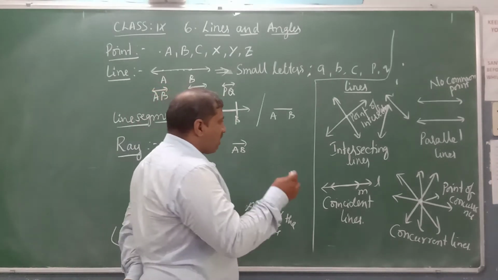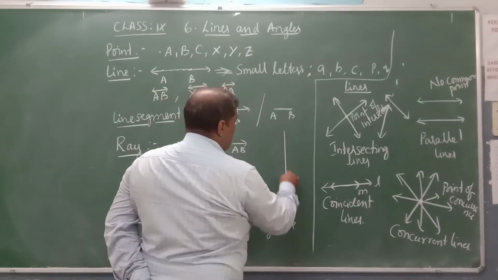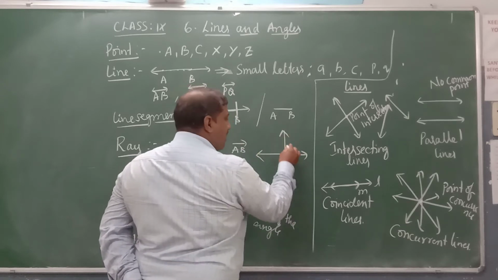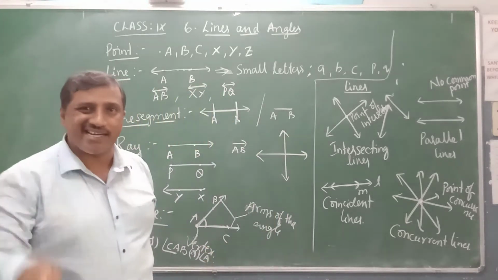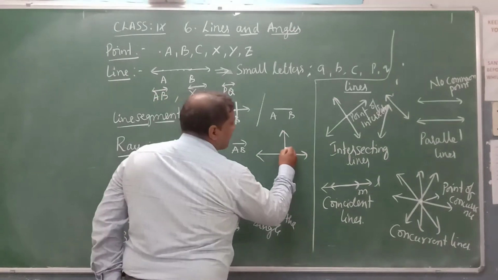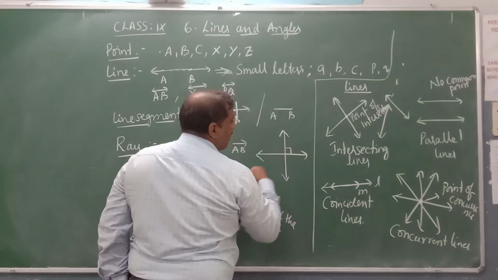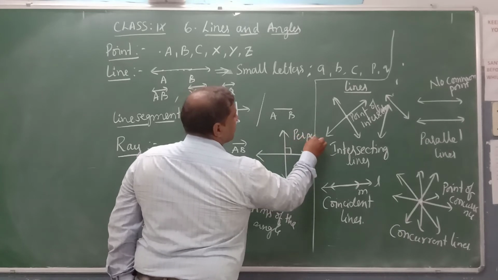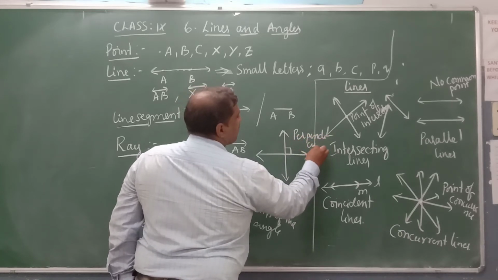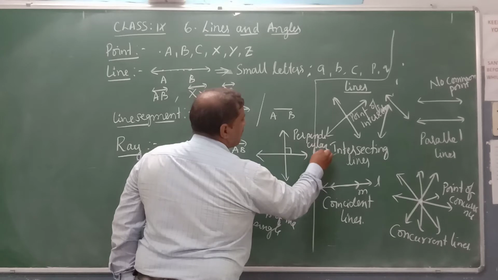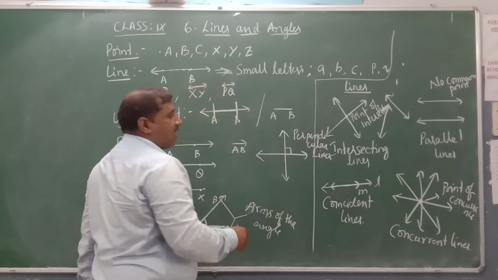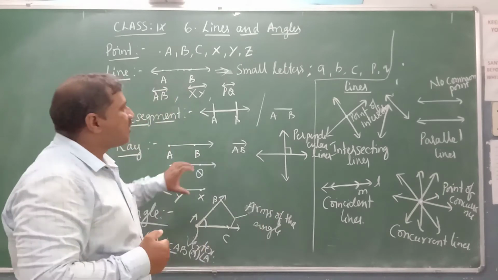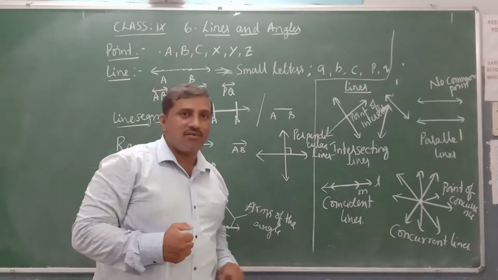The last kind of lines, here I'm drawing. What do we call these lines, children? These kind of lines are also intersecting lines, but they intersect each other at 90 degrees. That is perpendicular, so we call these perpendicular lines. They make an angle of 90 degrees, that is a right angle. So this is about different kinds of lines.